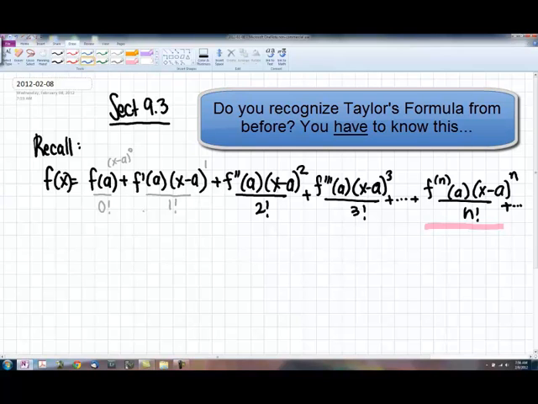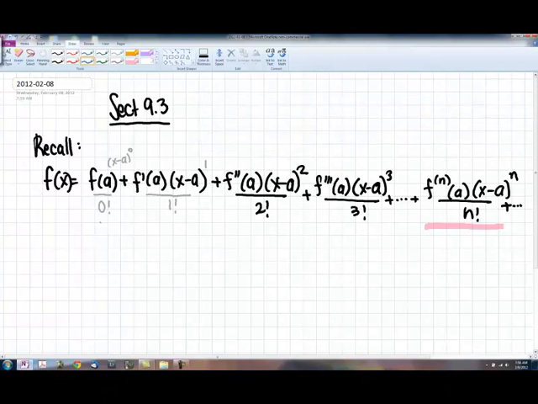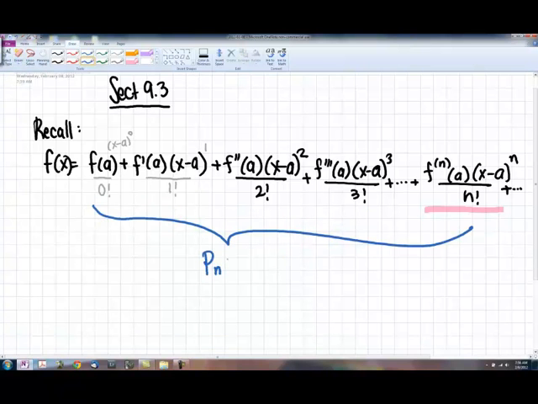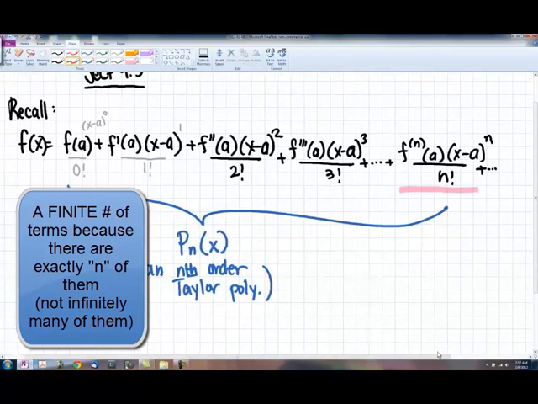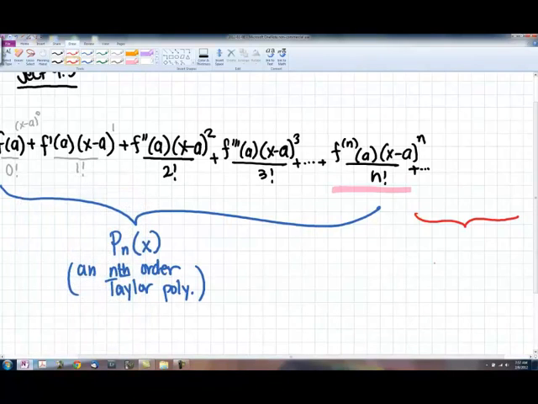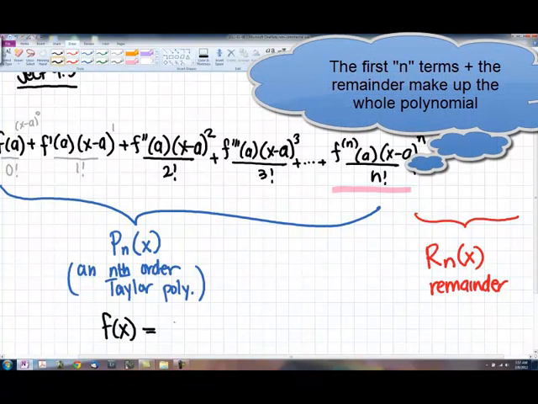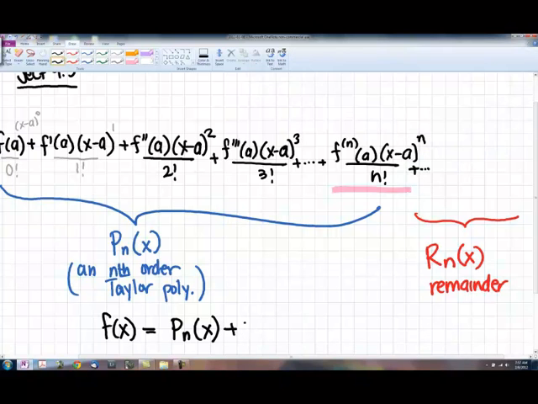From what we had done previously, we were writing using this formula, which is Taylor's formula, to write a Taylor polynomial. So let's just say we have n terms. That is this right here, p sub n of x, which is an nth order Taylor polynomial, which has a finite number of terms. The rest of it that comes after it, there's still more terms behind it. That's going to be what we call the remainder, and we'll use an r for it, r sub n of x. And together, these two things make up our f of x. F of x is going to equal the Taylor polynomial plus the remainder.